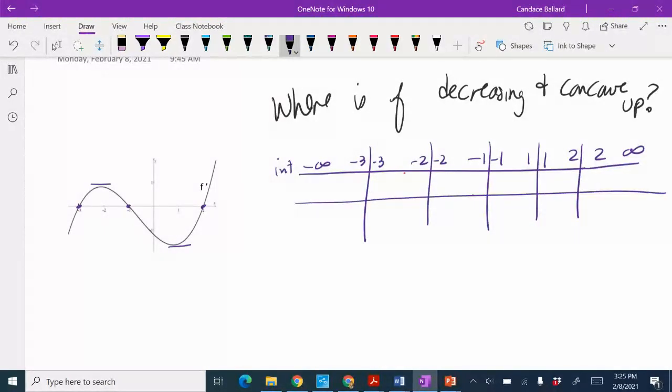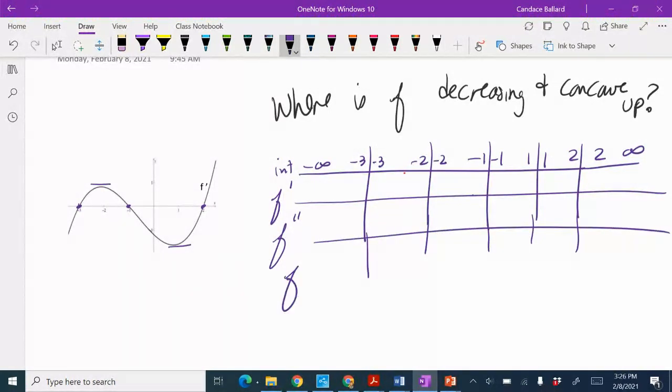I don't need to worry about picking x values in between because I'm just going to look at where the graph is at. So I'm going to look at what's going on with the first derivative. What would that mean for the second derivative? And then what does this mean for the original function? So f prime. So I'm looking at, am I above or below? So it looks like I'm starting below. Then I go above, and then from -2 to 1, I'm still above. From -1 to 1, I am below. From 1 to 2, I'm still below. And from 2 to infinity, I am above.